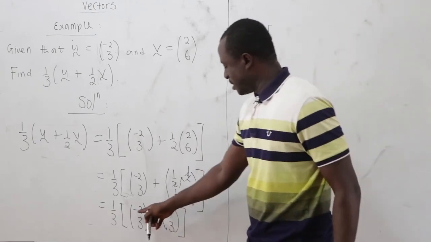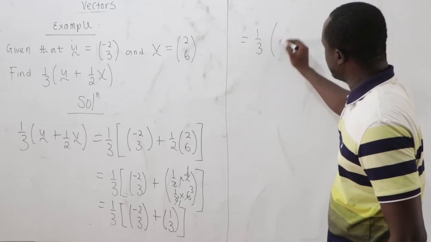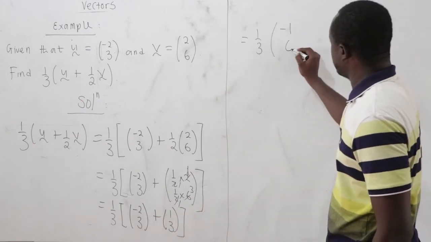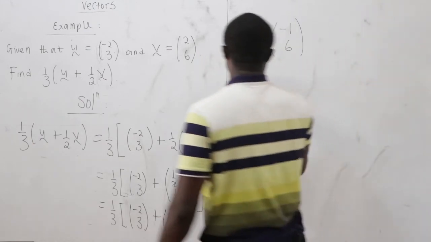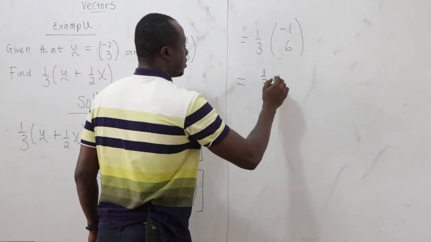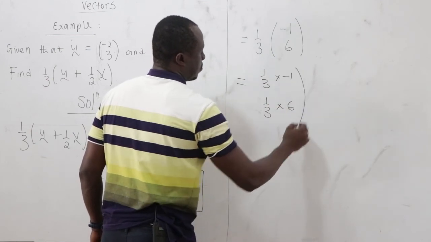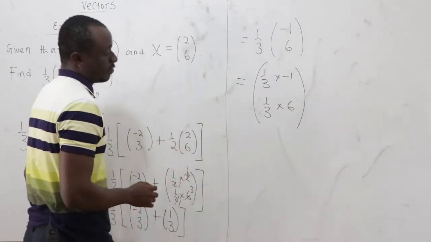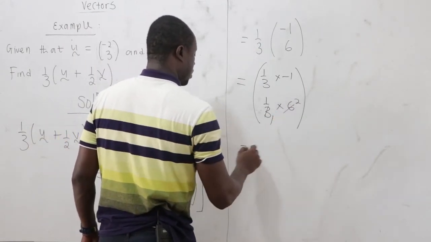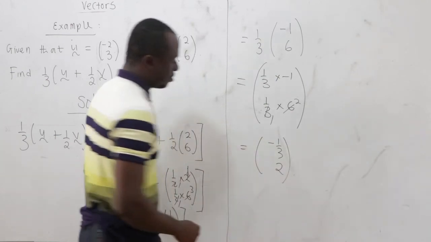Now, let's see, negative 2 plus 1 is just negative 1. And then 3 plus 3 is giving us 6. So this is equal to 1 over 3 times negative 1, 1 over 3 times 6. So from here, 3 going into 6 is 2. So you have (-1/3, 2). And that is it.